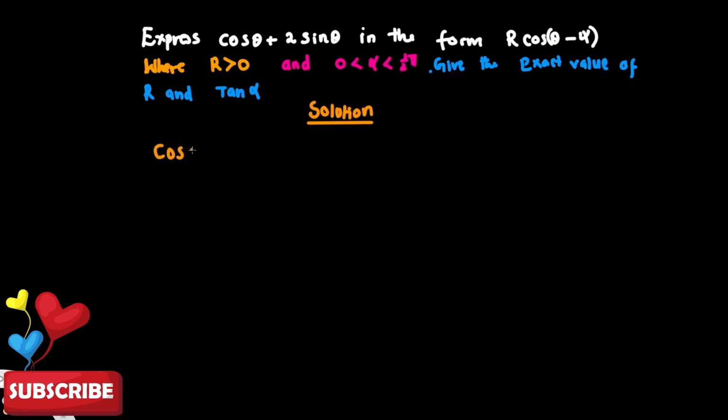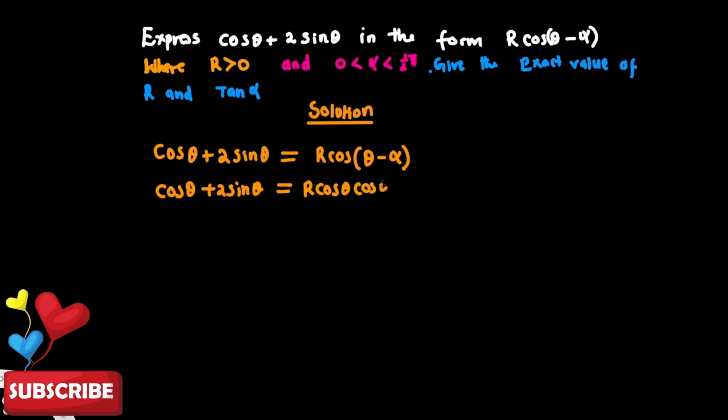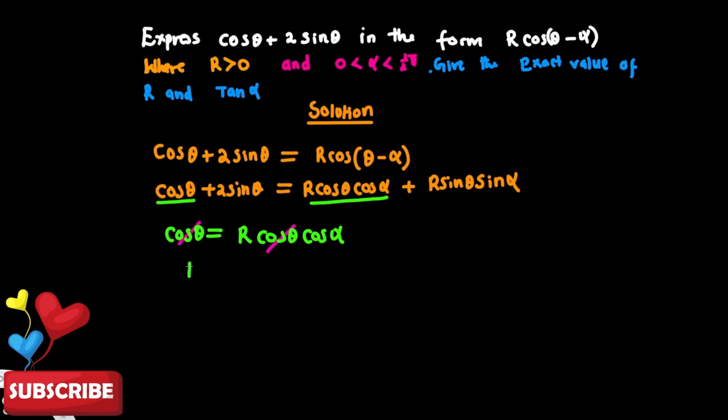I believe you are honest enough to follow those steps, but in this case, we are going to write it here. So meaning that if we are to expand this, we can write this as r cos theta cos alpha plus r sin theta sin alpha. So which means that we are going to equate the coefficients. So we can say cos theta equals r cos theta cos alpha. So we can cancel cos theta both sides. We're going to remain with 1 equals r cos alpha. And this is going to become now our first equation.